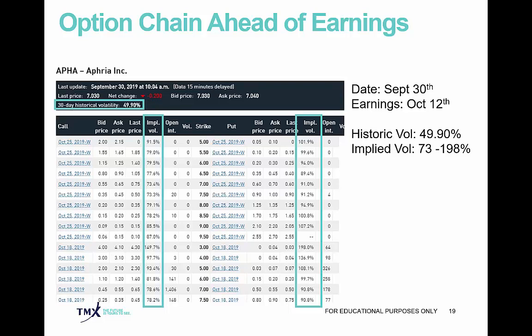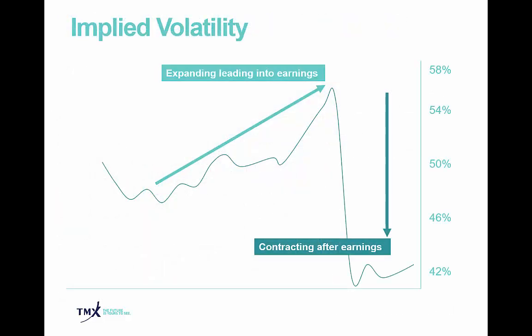And to visualize this a little differently, you've got this expansion of implied volatility leading into earnings. And then once those earnings are released and the market has an opportunity to digest that information, what ultimately happens is you get this contraction after earnings. And if the underlying shares have not moved sufficiently to compensate for that, then you could end up making a lot less money than you anticipated, or in fact, be right about the direction, but find yourself in a losing trade because of this contraction.